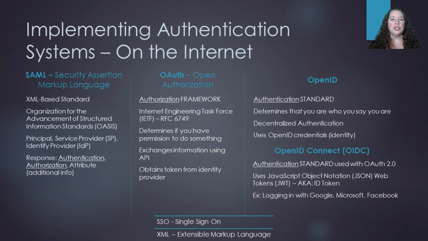When we want to do our third-party connections, like logging in with your Microsoft AD account or your Facebook account or your Google account, we use OpenID Connect, or OIDC. And OpenID Connect is the standard that we use with OAuth. So OAuth, or the Open Authorization, work together, and you end up getting this token, which is a JSON token, JavaScript Object Notation, and it's a web token.